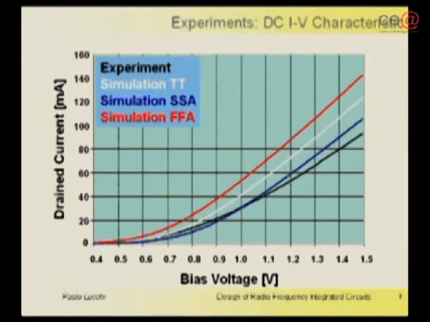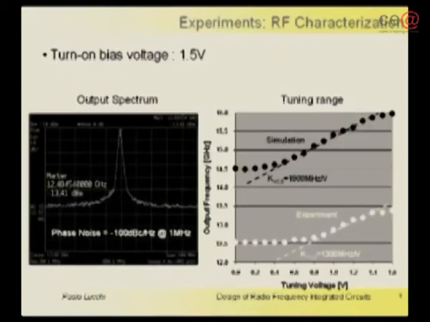GTSSA and FFA are acronyms relating to the corner cases of the technology. Here again, we have comparisons, no longer in terms of DC characterization, but in terms of RF characterization. On the left, you can see the spectrum of the signal generated by the VCO. It is oscillating at around 12 GHz.